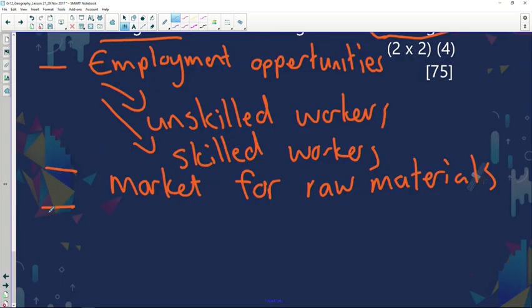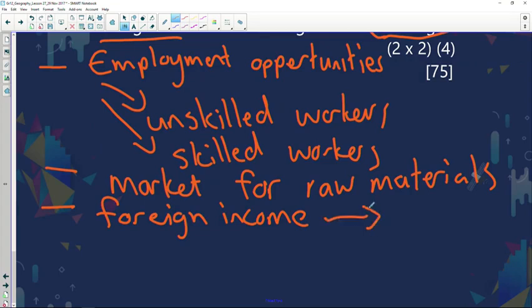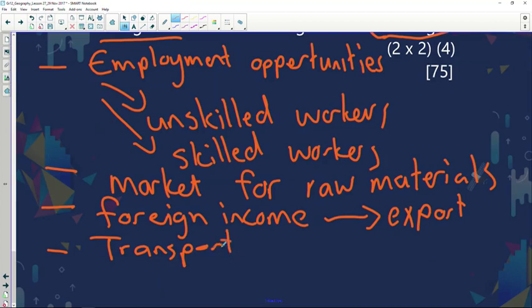Another reason, like I've mentioned, we earn foreign income, because what do we do with the final product that I've just mentioned? We export it. And that earns us foreign income. Now, with all this foreign income being generated and money being made, what does it do? It adds to our GDP. And when it adds to our GDP, the government can provide us with better services. So it develops our transport routes. And it again gives us access to other places in South Africa.